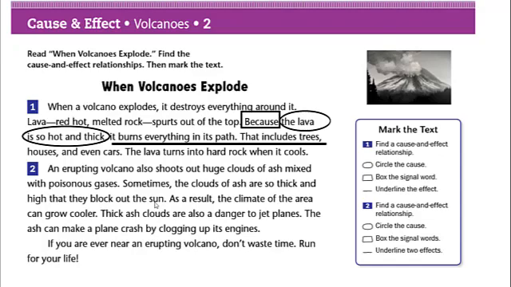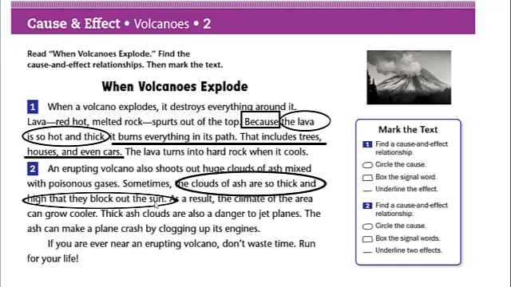An erupting volcano also shoots out huge clouds of ash mixed with poisonous gases. Sometimes the clouds of ash are so thick and high that they can block out the sun. As a result, the climate of the area can grow colder. Thick ash clouds are also a danger to jet planes, as the ash can make a plane crash by clogging up its engines. So let's look for those cause, signal words, and effects.